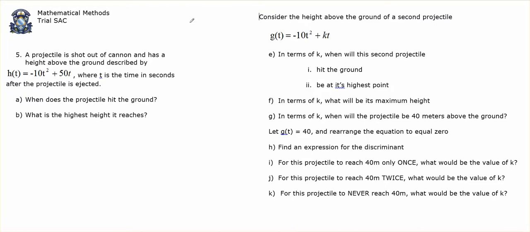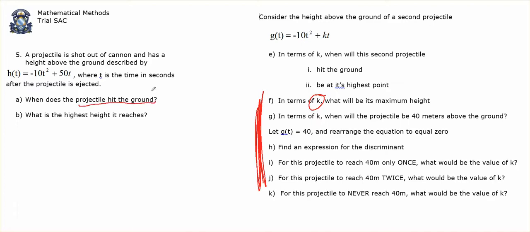This is for Year 11 Methods. It's the Chapter 2, Chapter 3 Trial SAC Question 5. Particularly, how to do these questions when it's to do with k, not just to do with numbers. If I was to look at 5A and 5B, when does the projectile hit the ground?